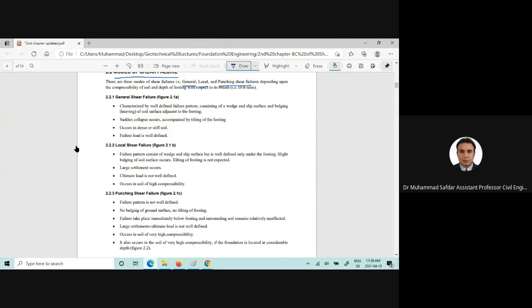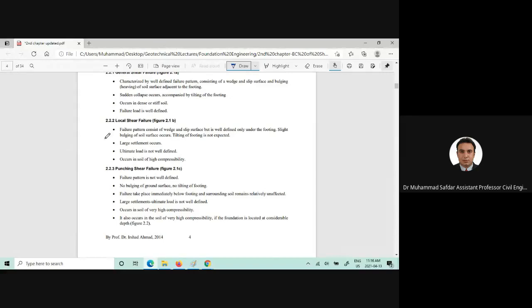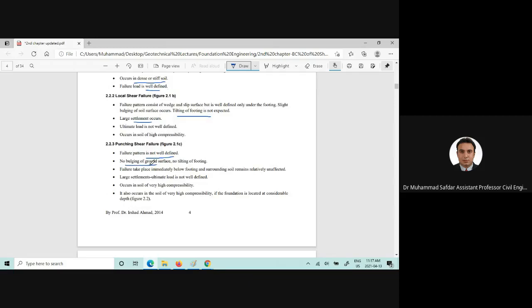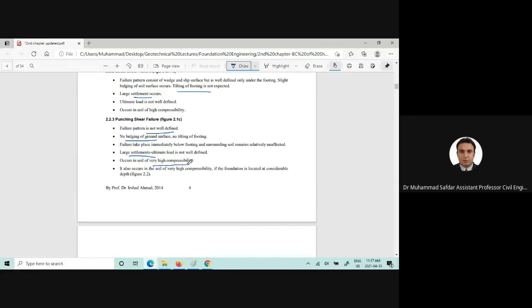Detailed information is given here, so you can clearly see it. The dense and stiff soils will define failure loads. Large settlements will occur in local shear failure, and tilting will also occur in local shear failure. The failure pattern is not well defined. No bulging of the ground surface will occur in punching shear failure. Large settlements will occur, and it occurs in very high compressibility soils. The local shear failure occurs in high compressibility soils, and this one occurs in very high compressibility soils.